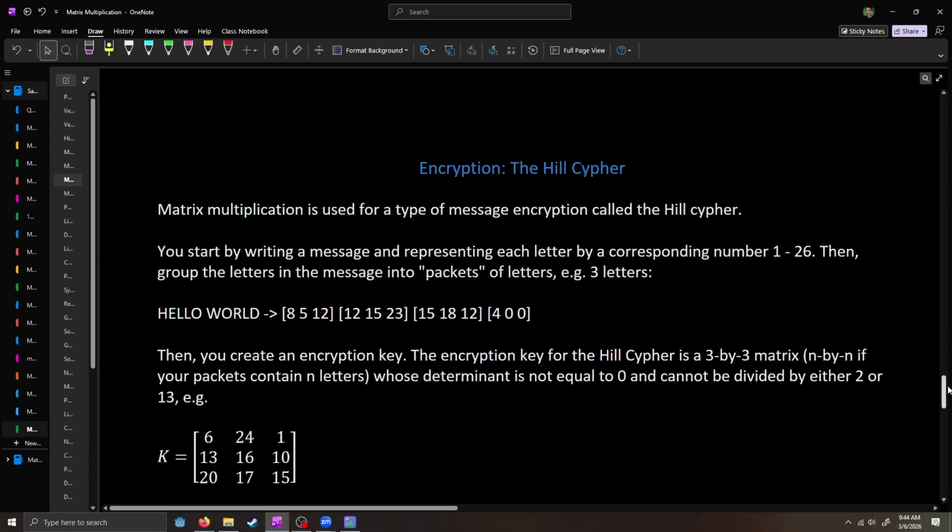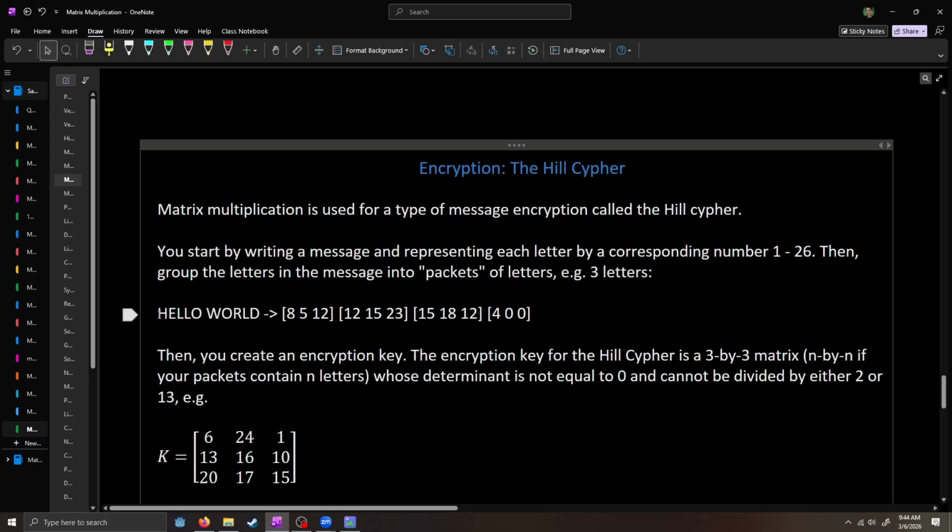So the first thing that we would do is we would take each letter in the message and we would map it onto a corresponding number. Like the letter A would be 1, the letter B would be 2, the letter C would be 3, the letter D would be 4, and so on. So start by translating each letter in the message into its corresponding numerical value.